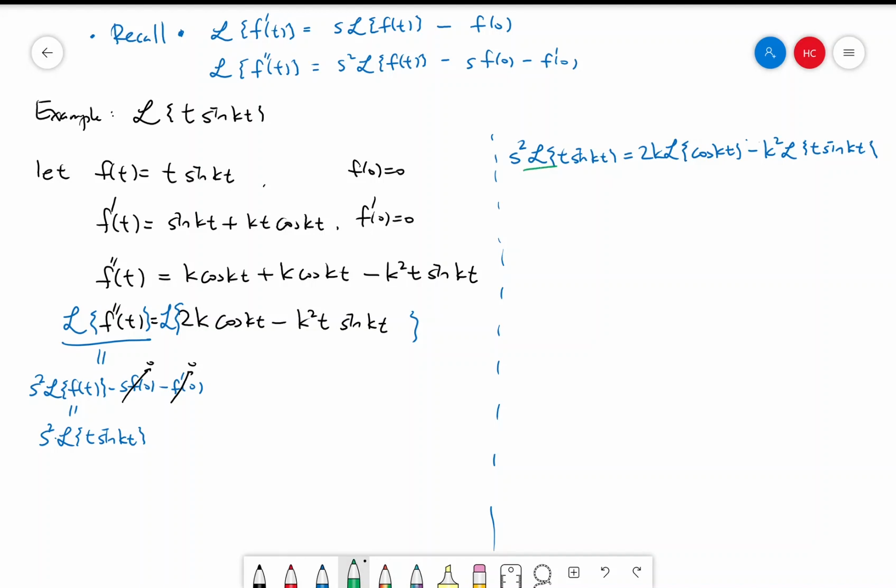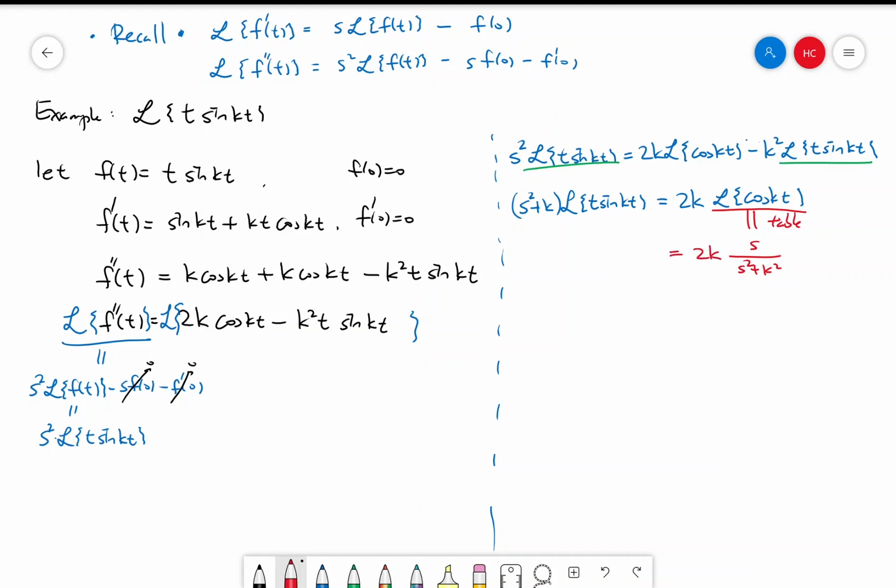Notice that these are the same term, so we can move them together. So we get s squared plus k squared times the Laplace transform of t sine kt is equal to 2k times the Laplace transform of cosine kt. If you look at the table, this is equal to s over s squared plus k squared. So it's equal to 2k times that function.